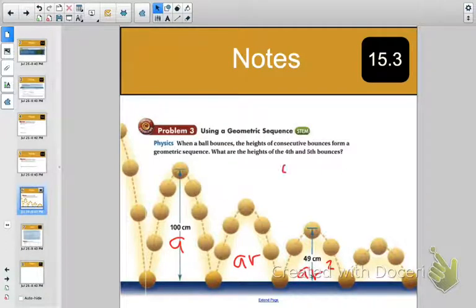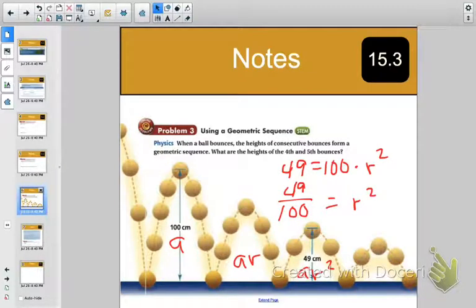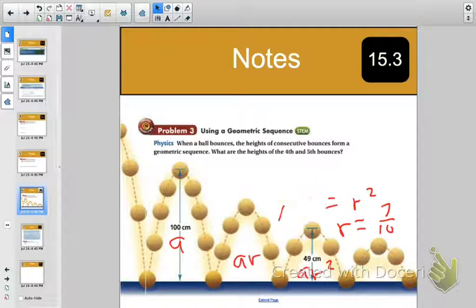So I know that 49 equals 100 times your ratio squared. So we just divide, so we get 49 over 100 equals R squared. Square root that, and we get R equals 7/10. So that's going to be our ratio. So if we want the fourth and fifth, well, we already have the third here, it's 49. So to find the fourth, we can just multiply 49 by 7/10.